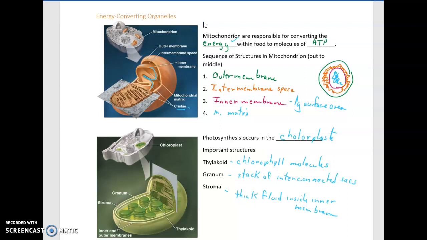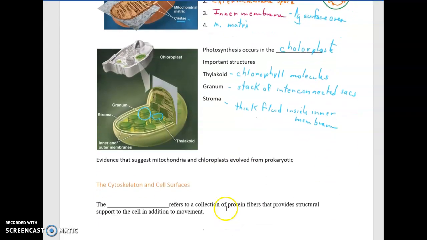Okay. So the thylakoid is one of the stacks. A granum is a set of thylakoids. And the stroma is the liquid on the inside. And again, we have inner and outer membranes, just like we did with the mitochondria. And we're going to go to the PowerPoint. Oh, I guess we'll come down here first.